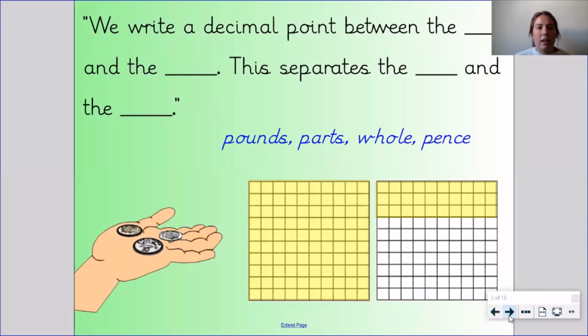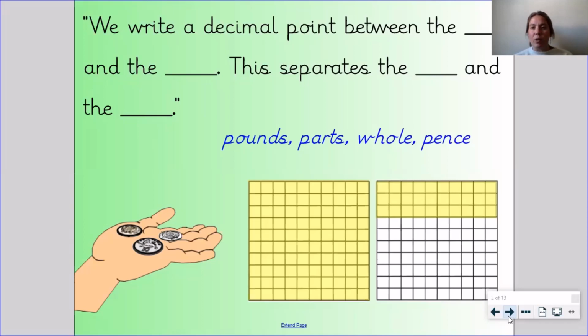Before we do that, I just want to again recap on some things that we've talked about. So let's have a look here. There's a sentence with some spaces. Can you fill the words pounds, parts, whole, and pence into those four empty spaces? The sentence reads, we write a decimal point between the and the. This separates the and the.